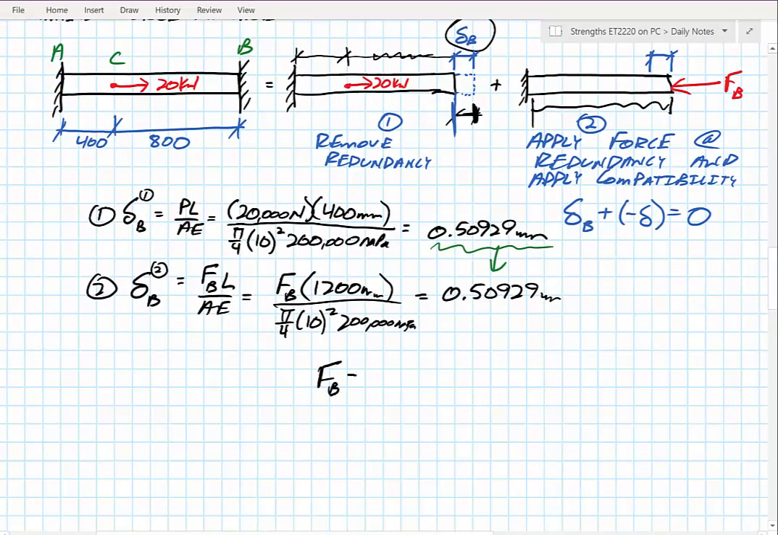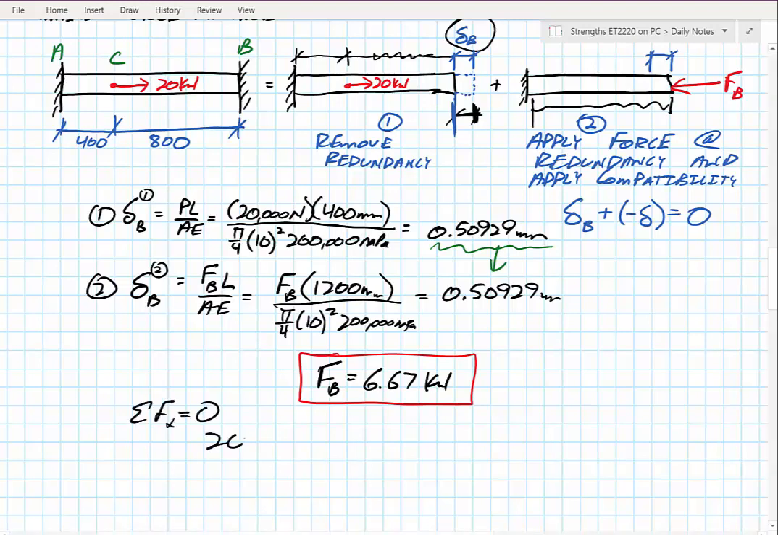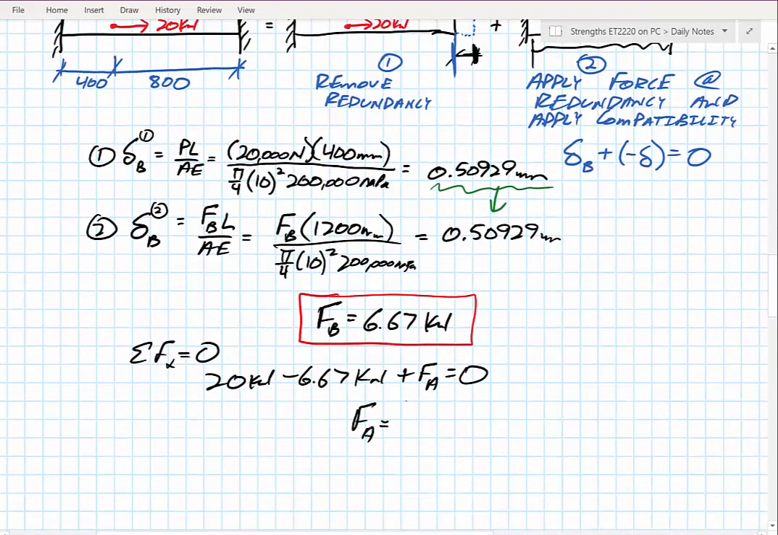Solving for my reaction at B, I get the same thing that I got up above, 6.67 kilonewtons. And then I can go into the fact that the sum of the forces in the x direction must be equal to 0. So I have a total of 20 kilonewtons minus the 6.67 kilonewtons must be equal, or sorry, plus my other reaction. Oh my, trying to go too fast here, making mistakes. It's equal to A, so my reaction at A is equal to the same thing I got before, 13.33 kilonewtons. So that is the force method, just another use of this principle of superposition.